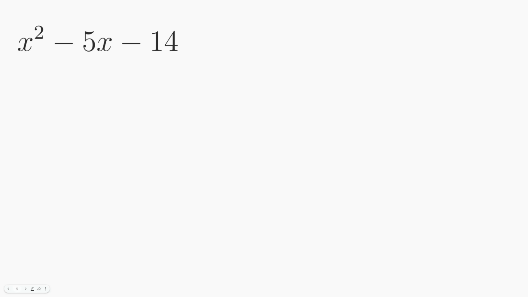Let's get started with our first practice problem. Here we have x squared minus 5x minus 14. So we're looking for p and q, where p plus q is equal to negative 5, and p times q is equal to negative 14. Because it's negative 14, we know that out of p and q, one of them needs to be positive and the other negative. Let's start by writing down the factors that multiply up to negative 14.